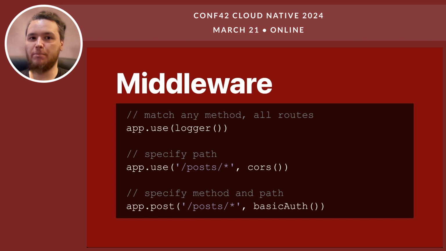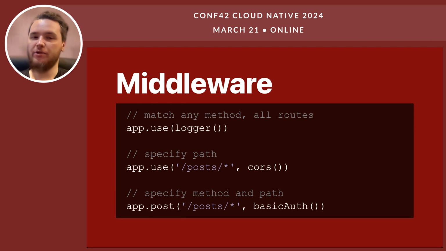You can also specify the path where your middleware should apply to. In this case, we are setting some CORS headers for posts. And you could also specify the method and path. In this case, we are setting basic authorization for just the POST requests. So GET requests will not apply to middleware, but POST ones would.